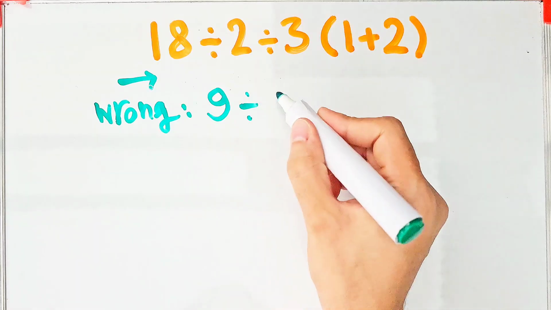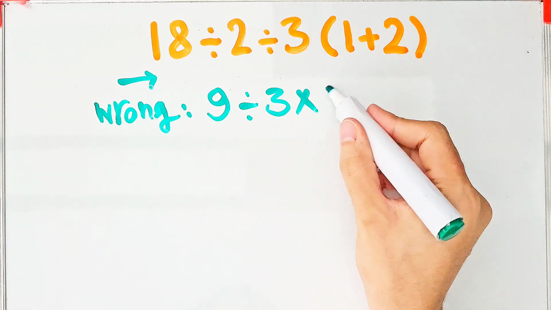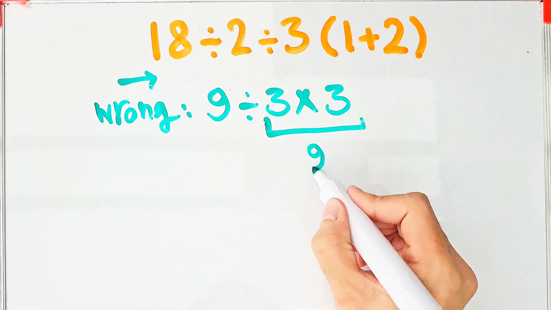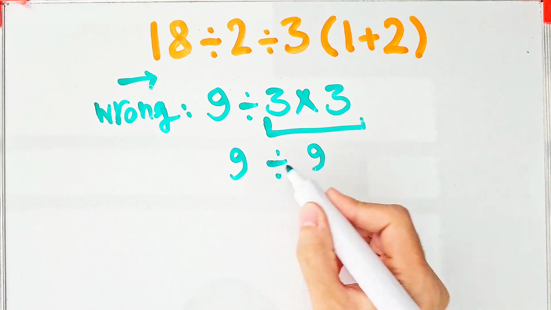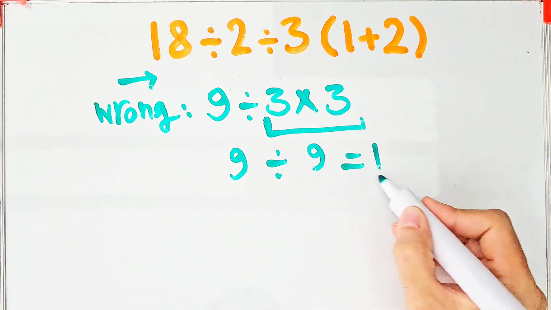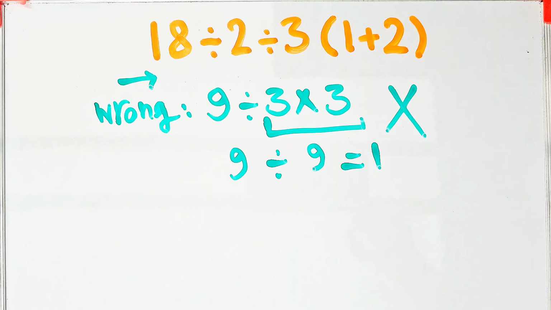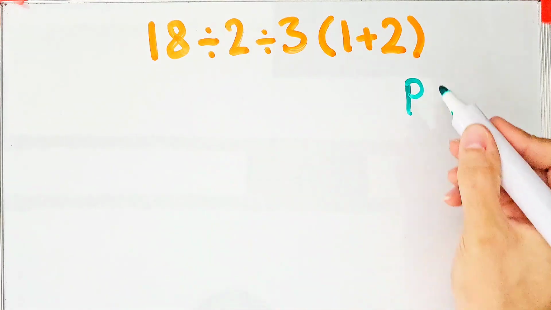18 divided by 2 equals 9, then 9 divided by 3, then times 3. After that, they do this multiplication and simplify the question. Finally, they divide 9 by 9 and they say the final answer of this question is 1. But it's definitely wrong. To solve this question, we need to follow a rule which is PEMDAS.